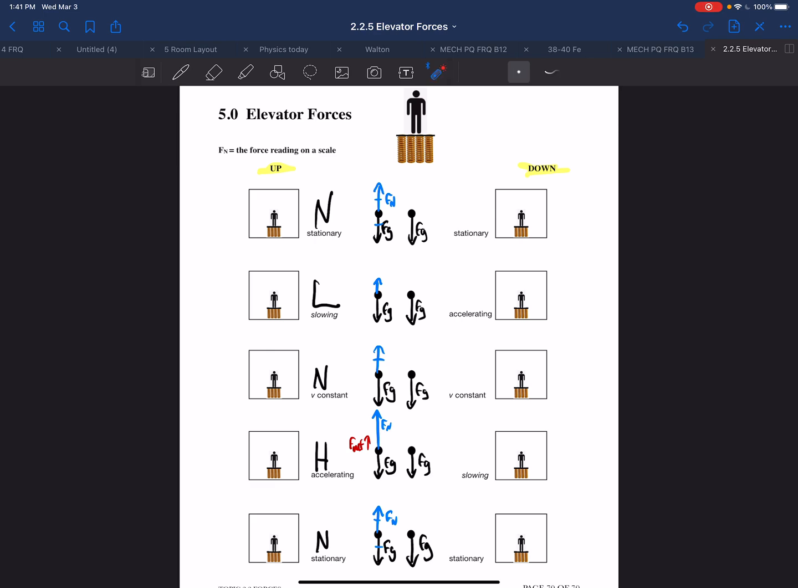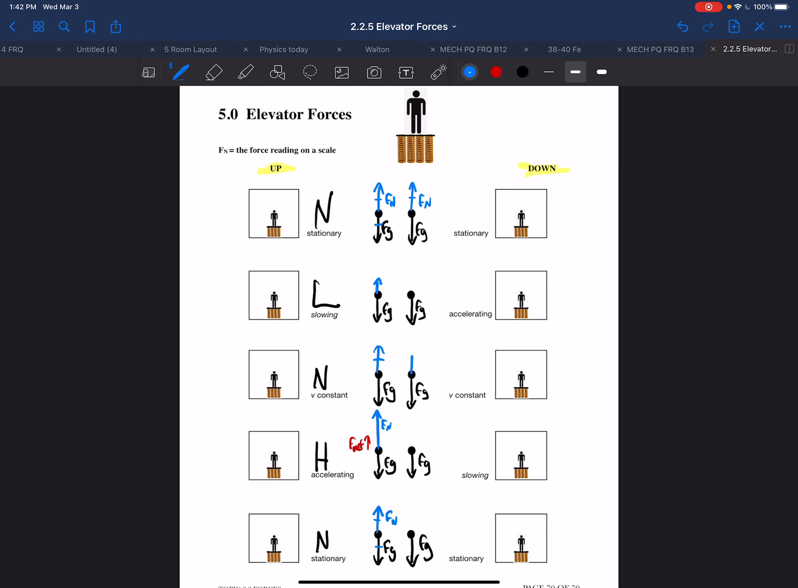And on the way down, we have the following events. We're stationary at the top, and then we speed up on our way down, and then we're traveling at constant velocity, and then we slow down, and then we are stationary. So stationary, we know the net force is 0, so the normal force and the force of gravity must be equal and opposite to each other.